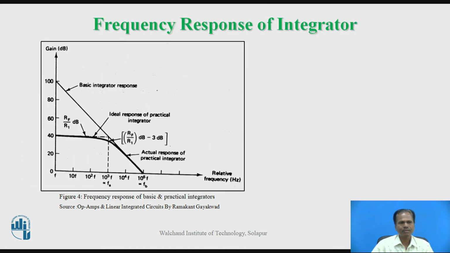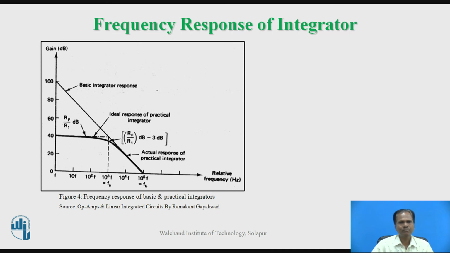Now this figure shows the frequency response of a basic integrator and a practical integrator circuit. The figure shows a graph of gain versus input signal frequency. There are two graphs. One graph is for the basic integrator circuit, and the other graph is for the practical integrator circuit. So it is a graph of gain versus frequency f. There are two frequencies, frequency Fa and Fb. The frequency Fa is the gain limiting frequency.